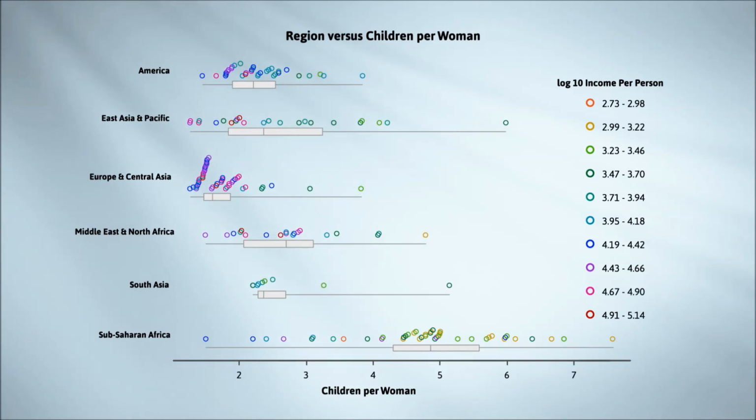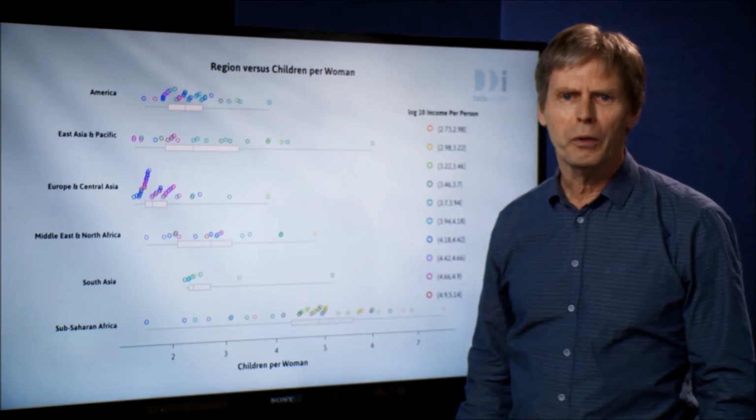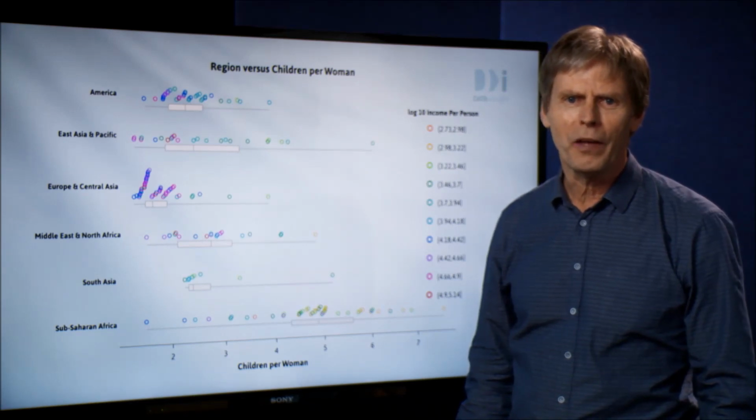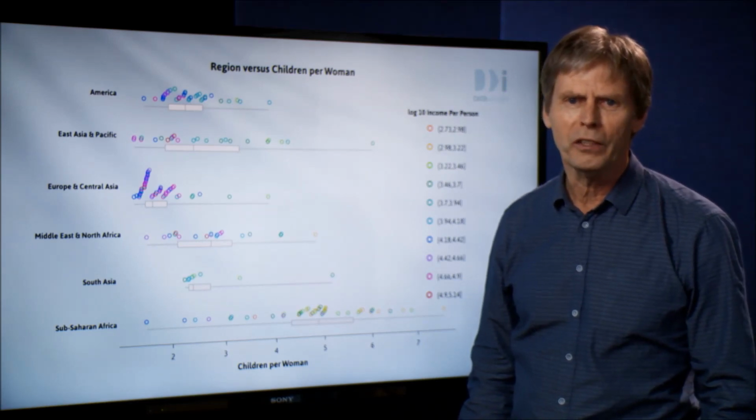Last, I've coloured by income per person on a log scale. The countries towards the left-hand side tend to be the high-income crimsons and purples, while those towards the right tend to be from the lower-income end of the colour range. So high numbers of children per woman seem to be associated with factors that tend to go along with poverty.